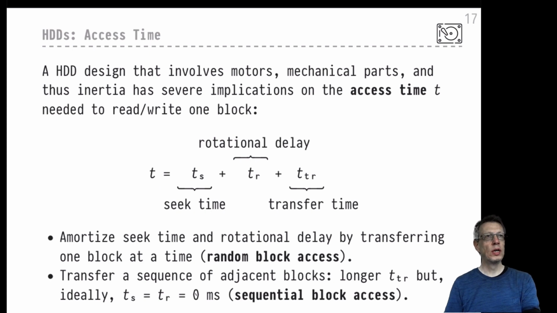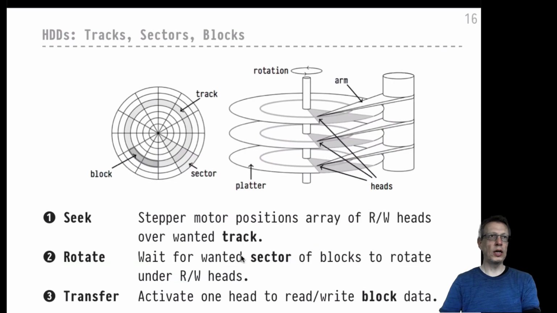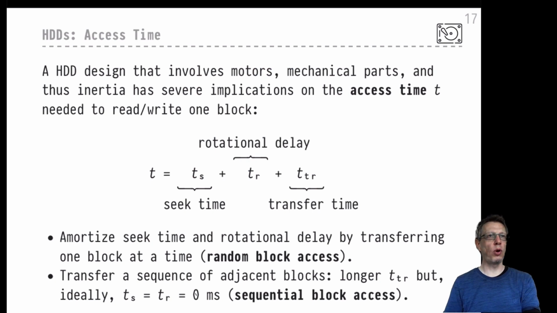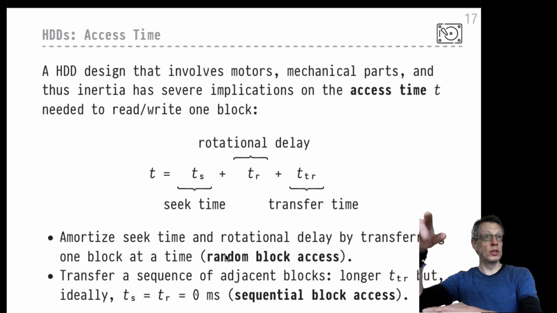That's quite some time. And for each random block that we want to access, say, let's access this block, then this block, then this block, we will always have to wait until the seek has been completed, until the rotational delay has passed, and until we have transferred the particular blocks. That would be random block access. Random access, sometimes here, sometimes there on the platter of the hard disk drive.